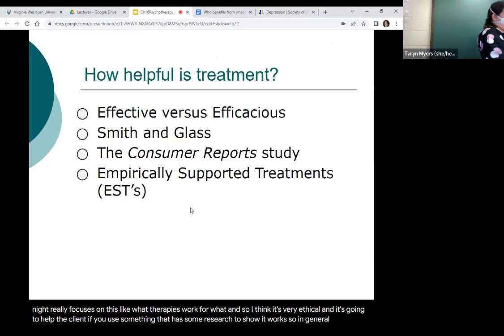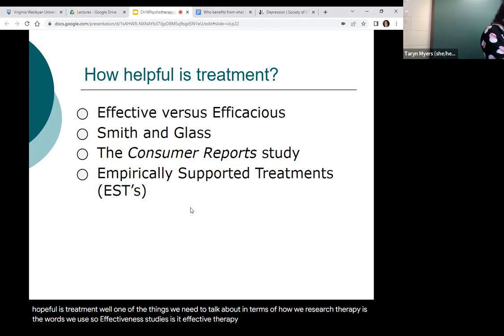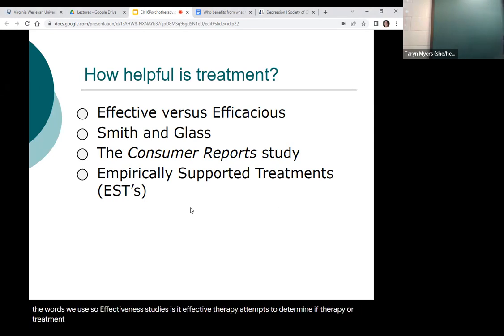So in general, how helpful is treatment? Well, one of the things we need to talk about in terms of how we research therapy is the words we use. So effectiveness studies, is it an effective therapy? Attempt to determine if therapy or treatment actually is effective in reducing symptoms. And then an efficacy study is what people typically do when they're doing this research.